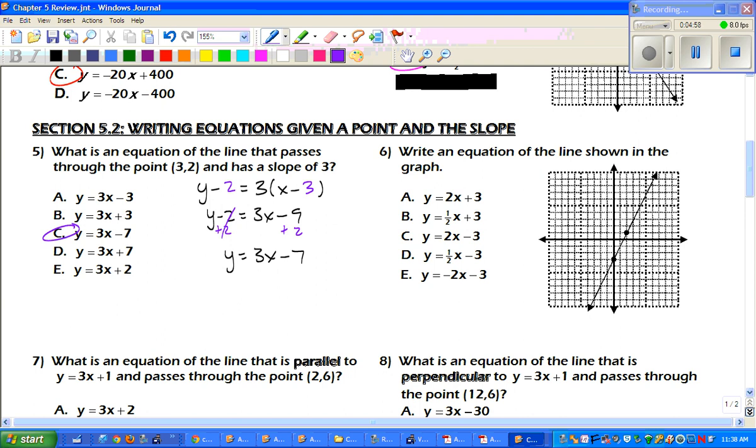Okay. Let's look at 6. So just like the one we did on the other side, I know that this is a positive line, okay? Which means I can get rid of any negative slopes, okay? Positive, positive, positive, positive, negative. So we were able to get rid of one. Now, let's figure out what the slope is.